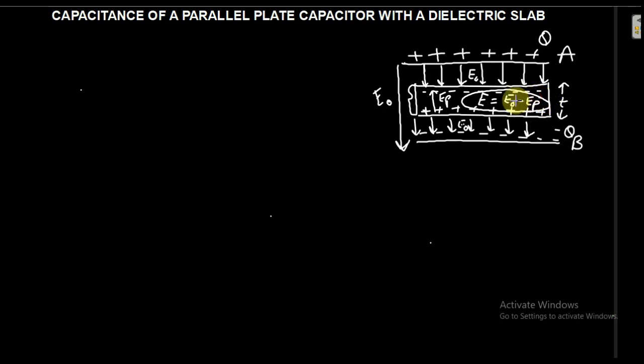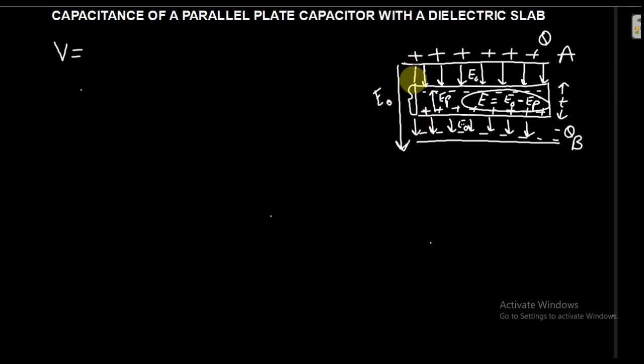Now again, as in the previous lecture, where I discussed the potential difference developed between the two plates of the capacitor, the same thing we will discuss here. We will see how the capacitance will increase in the presence of the dielectric slab. First of all, we will find the potential difference between the two plates of the capacitor. Let us consider V is the potential difference developed between the two plates of the capacitor.